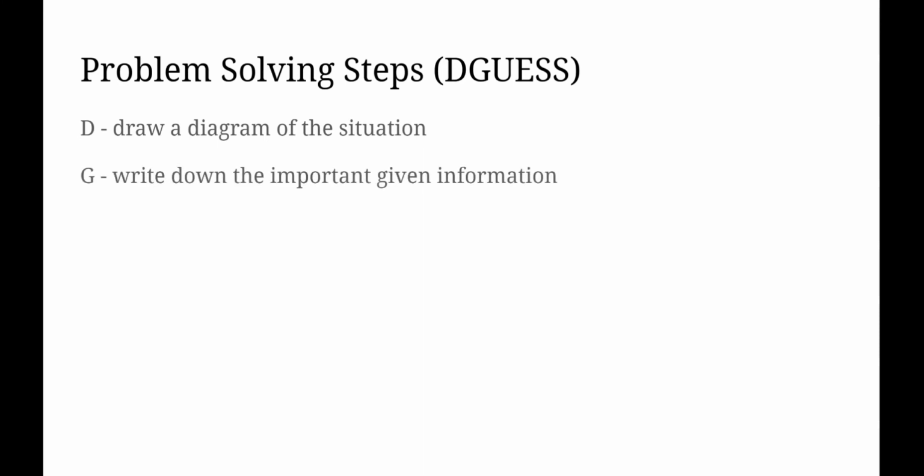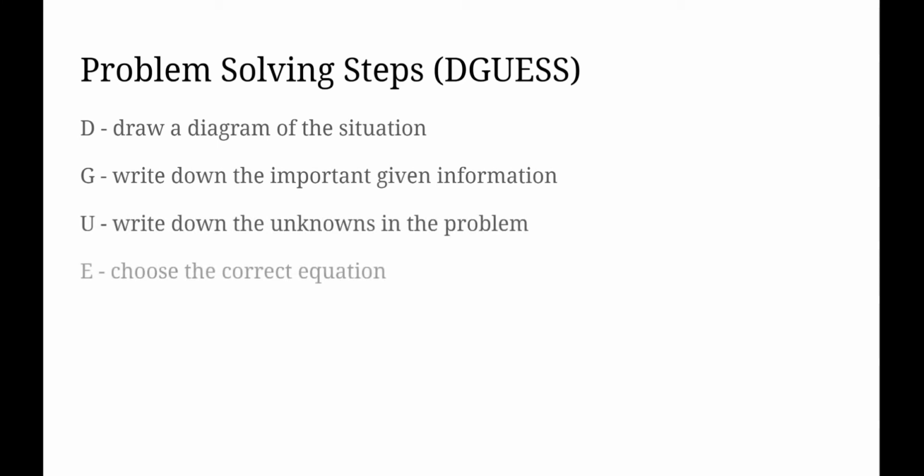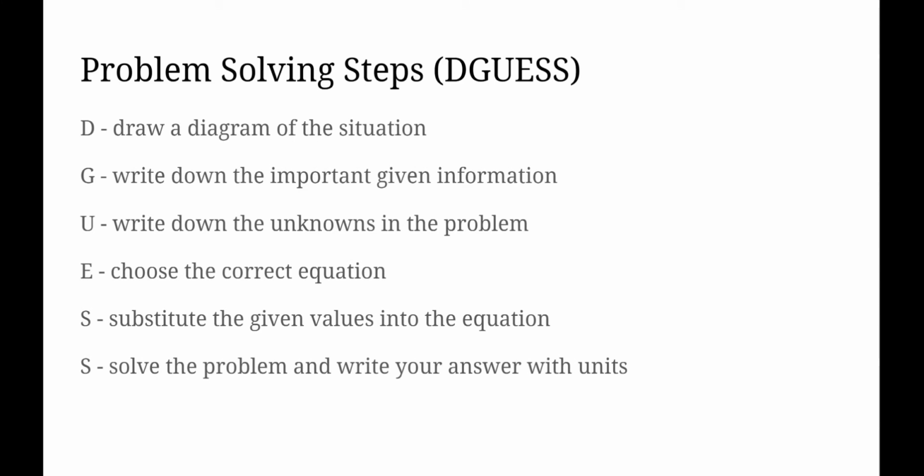G, we want to write down the important given information. U, we want to write down the unknowns of the problem. E is choosing the correct equation because we'll have a bunch of different equations to pick from. The first S is for substitute. So we are going to substitute our given values into that equation that we pick. And then finally, the second S is to solve the problem. So that's where we're showing our work and then writing our answer with units.